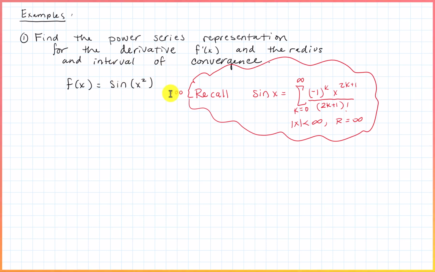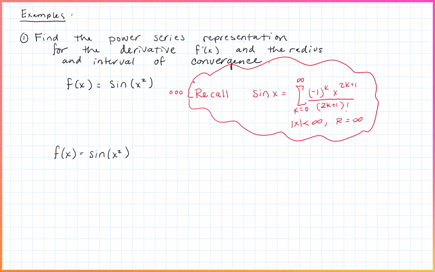And so here is an example of where we know that sine of x has a power series representation, and its power series representation holds for all x. It has a radius of convergence of infinity. So what we're going to do here is start by representing the function that we have with its power series representation, and then we can take the derivative. So f of x equals the sine of x squared.